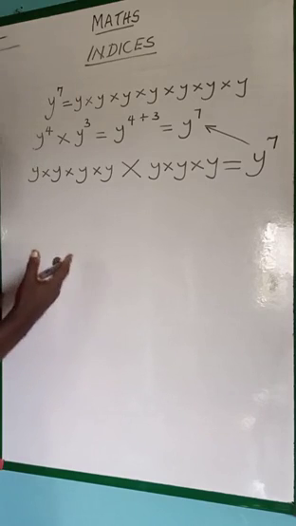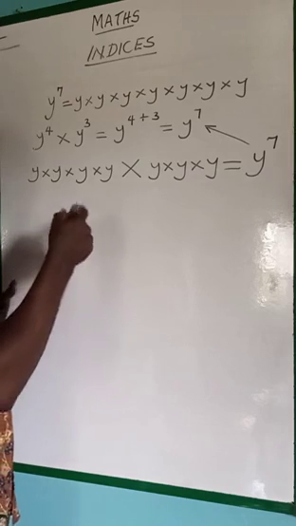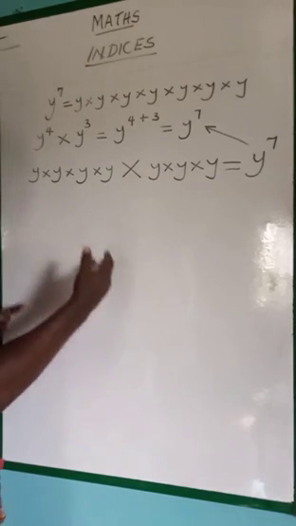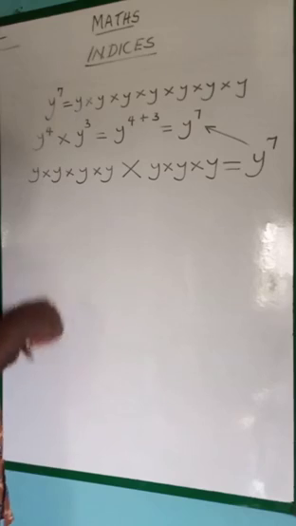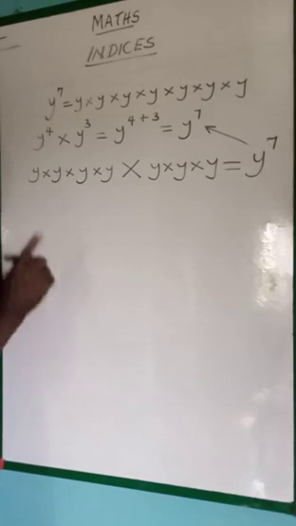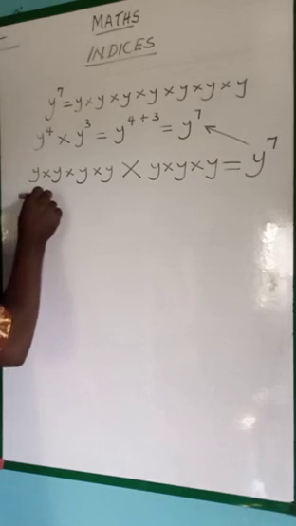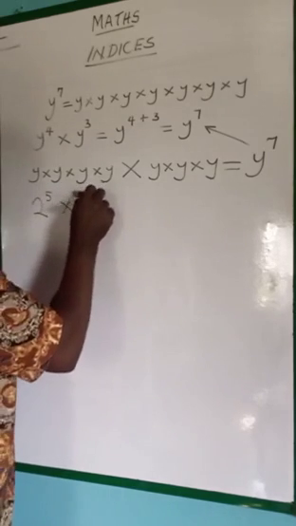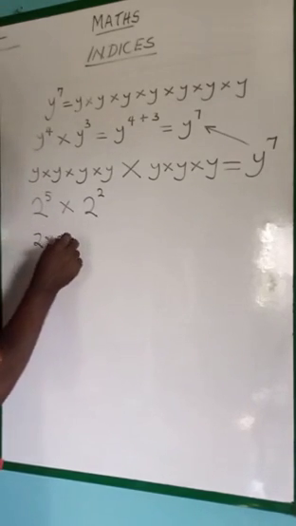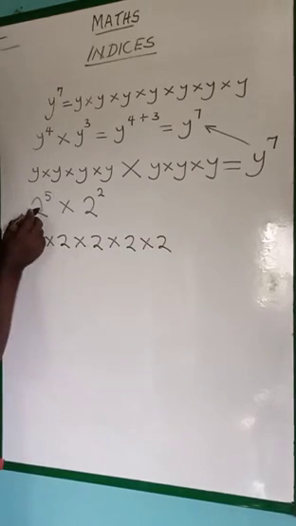All you need to do is to understand that when a number or an alphabet or a variable is raised to a power, just multiply that alphabet or number or variable in the number of places equal to the value of the power. Let us take a numerical example, for instance. If I have 2 raised to power 5 times 2 raised to power 2, this one will be equal to 2 times 2 times 2 times 2 times 2. That is 5 places for this.